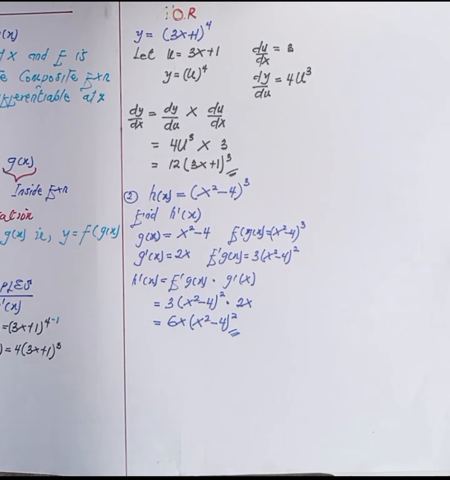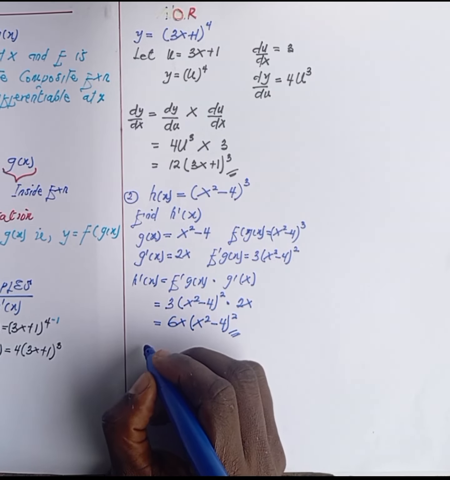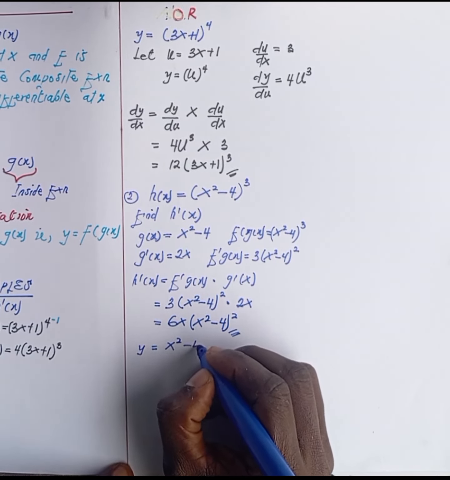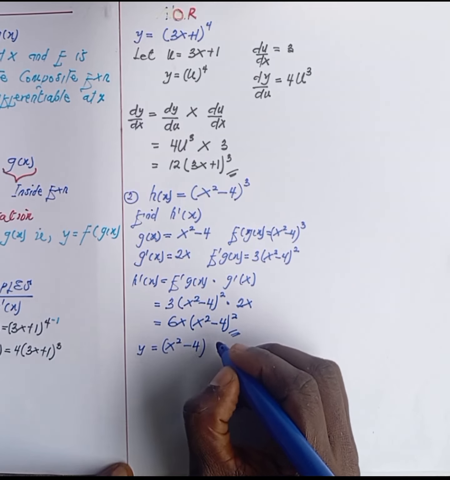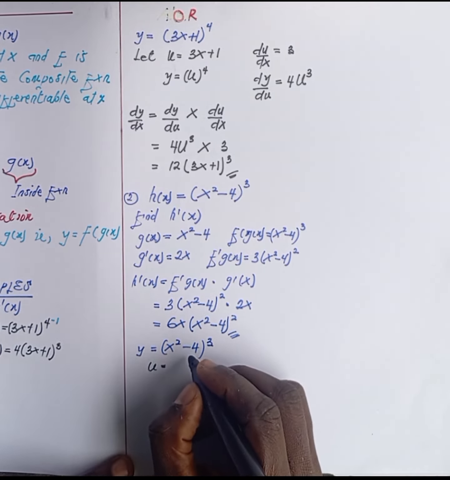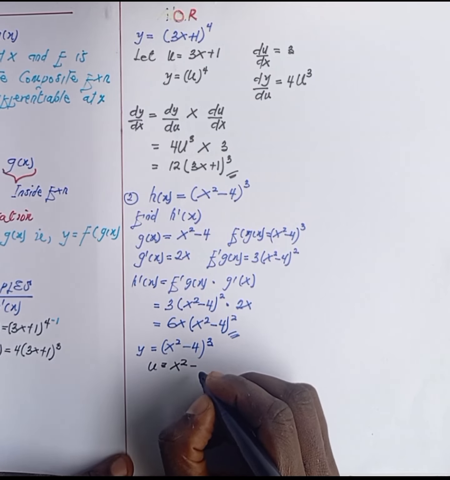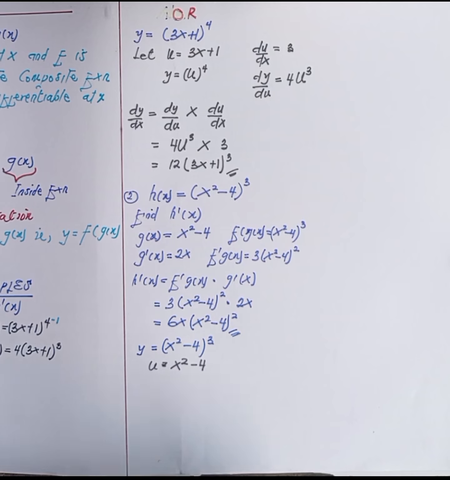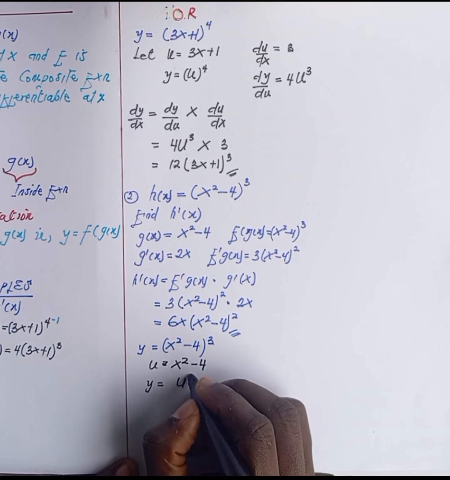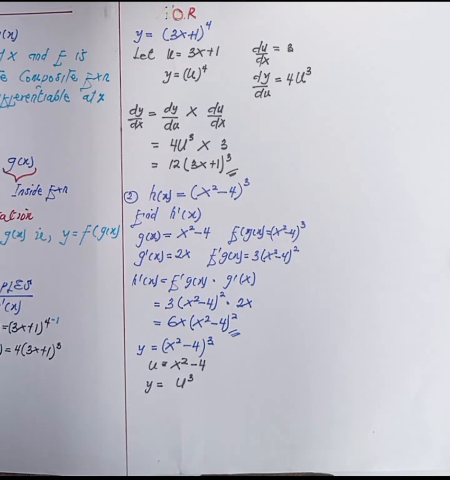And we are also going to use the Leibniz approach to see if we are going to get the same answer. So we know that our function y is given as x squared minus 4 raised to the power 3. So we are just going to let our u be equal to the function inside. So we have x squared minus 4. Therefore, our y, the function y, will be equal to u exponent 3.